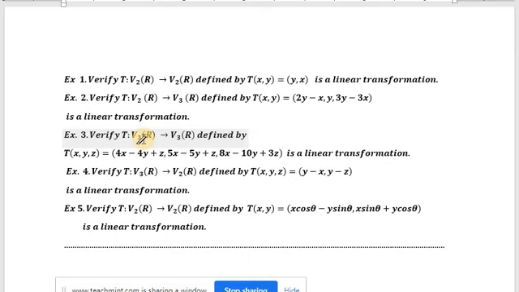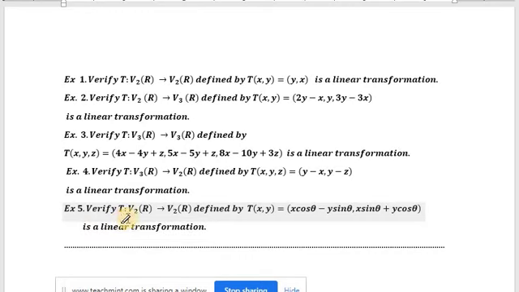Problem 3, verify T from V3(R) to V3(R) defined by T of (x,y,z) is equal to (4x minus 4y plus z, 5x minus 5y plus z, 8x minus 10y plus 3z) is a linear transformation. Problem 4, verify T from V3(R) to V2(R) defined by T of (x,y,z) is equal to (y minus x, y minus z) is a linear transformation.